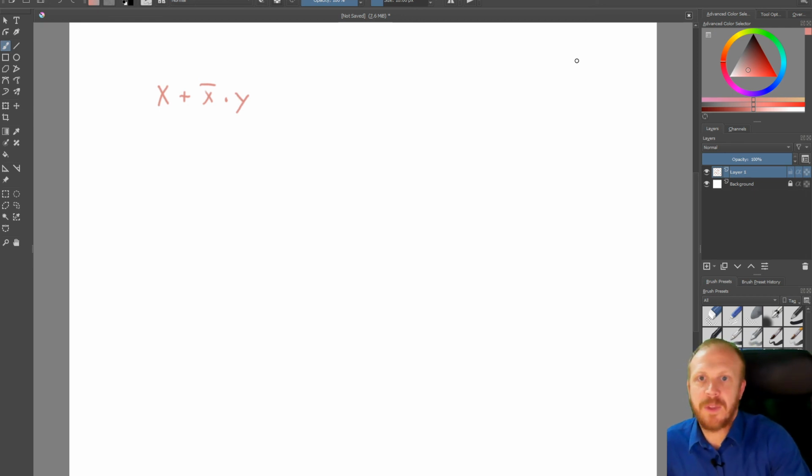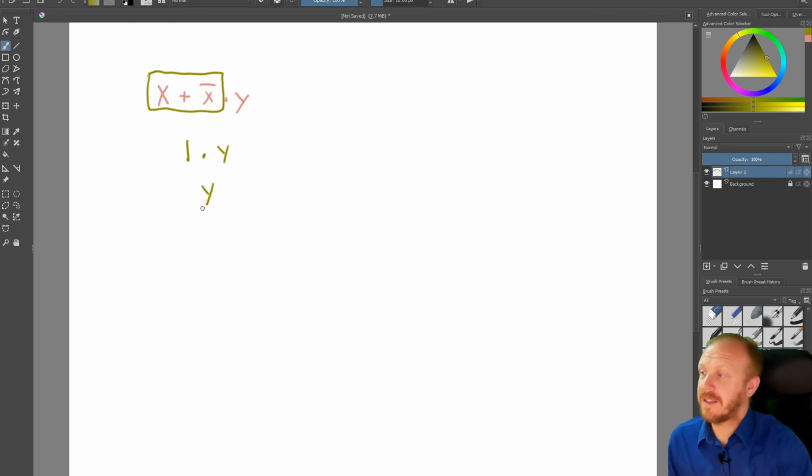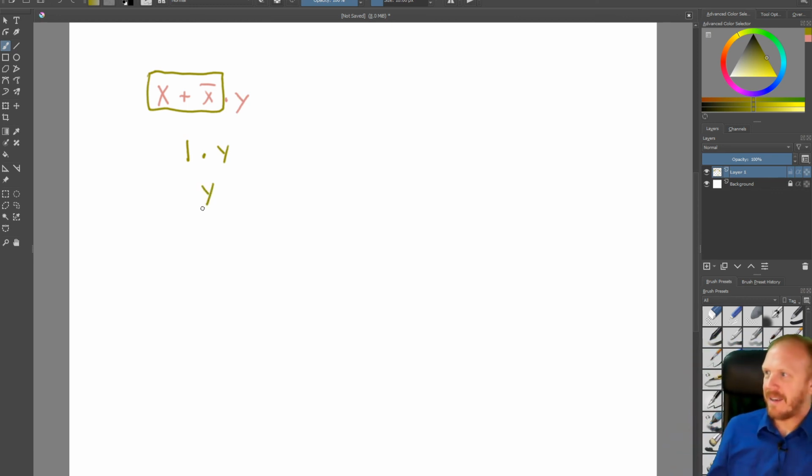What most people did was look at that and say, aha, I can simplify this. So they took that and said x or x bar is 1, because one of those two has to be a 1. Therefore, it's 1 dot y, therefore it's y. Fantastic, moved on. The problem is, that doesn't seem like a 5-mark answer. There's clearly something more to this that you need to know.